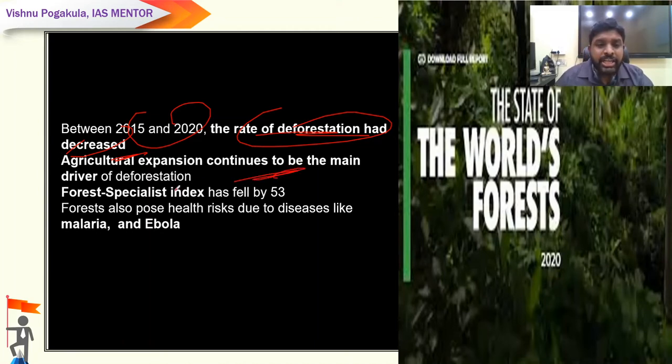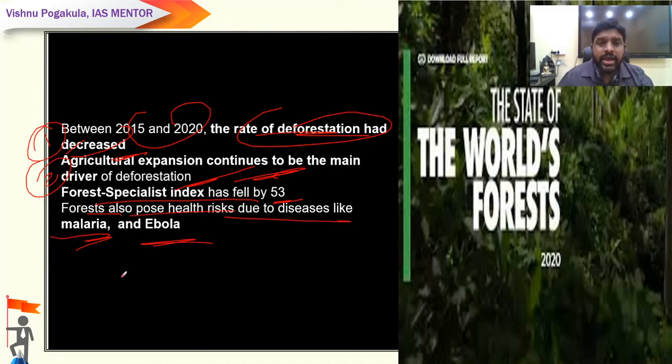Agriculture expansion continues to be the main driver of deforestation. So what is the main driver of deforestation? It is agriculture expansion. For the sake of agriculture, we are going for deforestation. It is mainly shifting cultivation in some tribal communities or rural communities, a very common phenomenon. This is the first shocking revelation, and this is the second thing: the Forest Specialist Index fell by 53%. Forests also pose health risks due to diseases like malaria and Ebola.